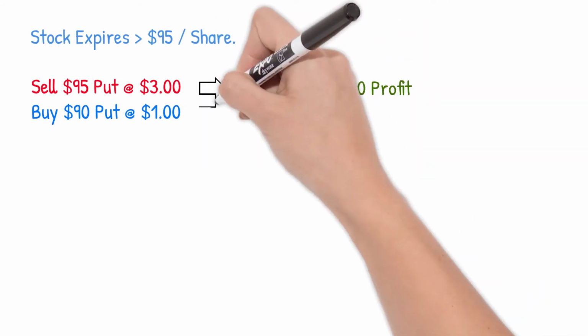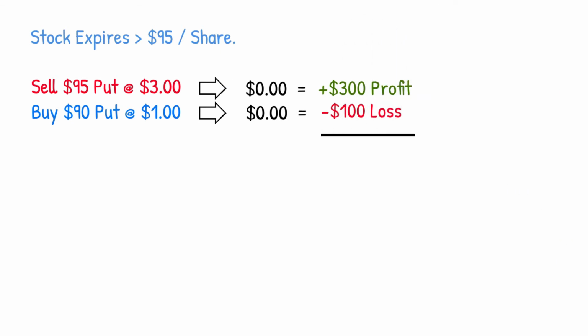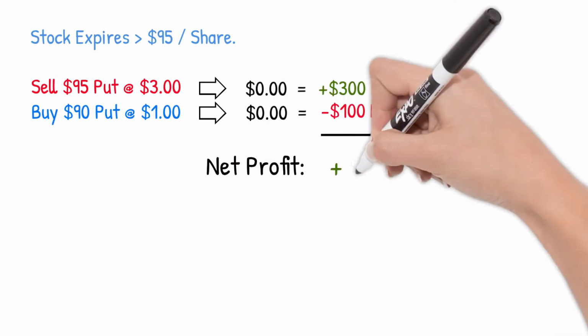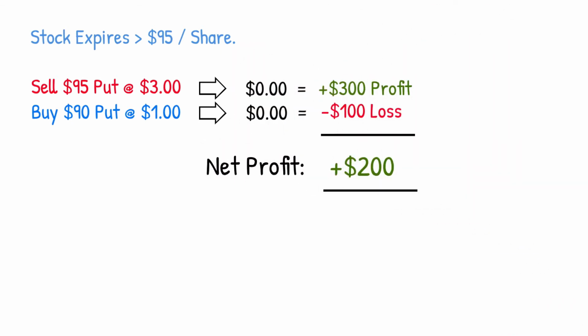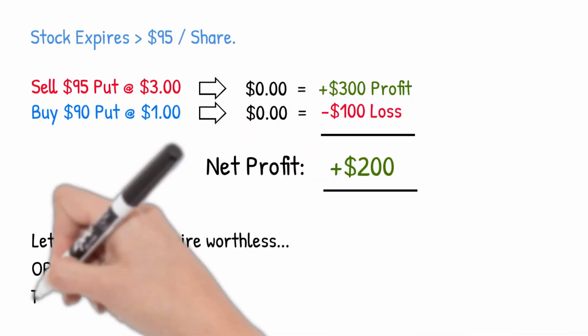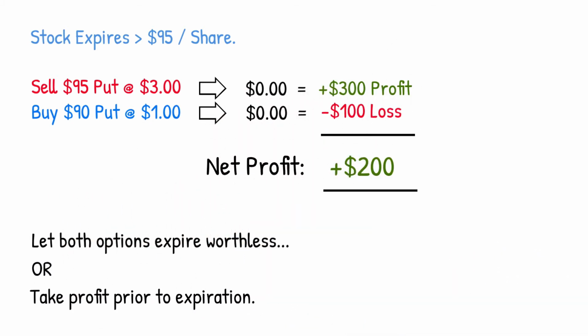In this case, both of the put options will expire out of the money and so will be worthless and have no value. That means that we make $300 on the short 95 put sale, but we lose $100 on the long 90 put. So our net profit then is the difference, or $200. In this case, we don't have to do anything to close out the trade. We can allow both options to expire and the position will simply disappear from our account. Or if you prefer, you can close the trade earlier anytime prior to expiration by buying the spread back and taking your profit.